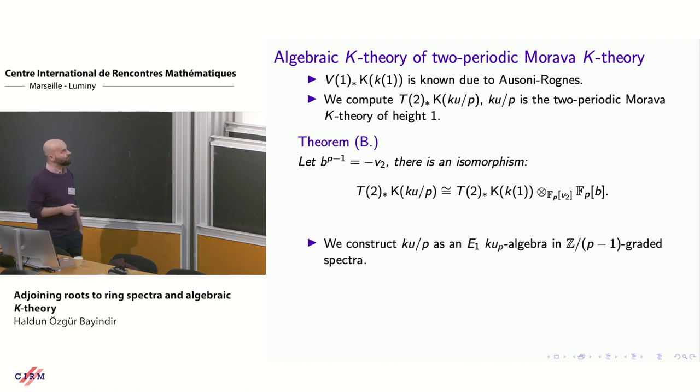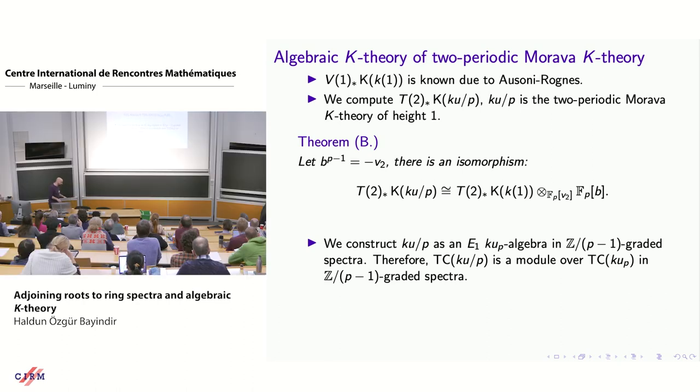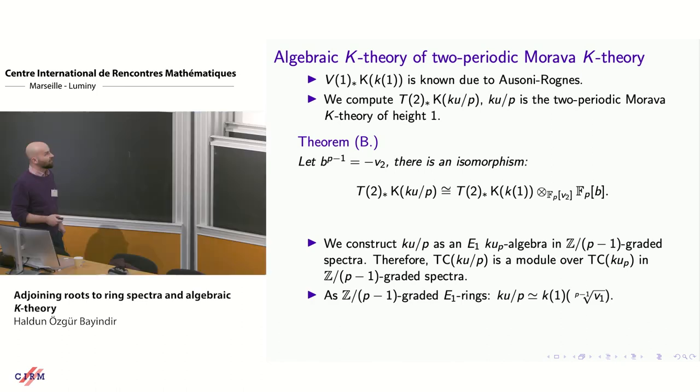So now this actually follows from very similar considerations and constructions. Now Ku mod P is an E1 KUP algebra in graded spectra. We can construct it that way, again, using these polynomial algebras. And therefore, TC of Ku mod P is a module over TC of Ku, right? But it's a module over this E1 algebra in mod P minus one graded spectra. So in mod P minus one graded spectra, this is an E1 algebra, and this is a module over that. So you can think about it that way. And we show that there's an equivalence of mod P minus one graded E1 rings: Ku mod P is equivalent to K1 adjoin a root.